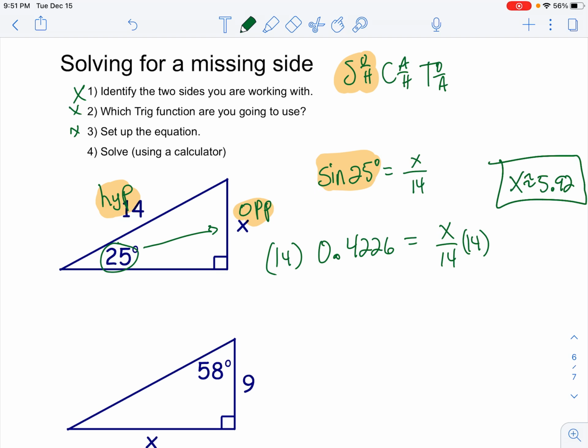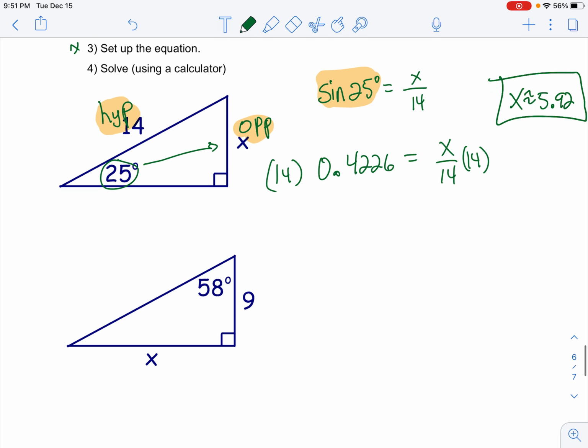And that's it. So that's where the calculator comes in handy, is you have to use the calculator to identify the sine, cosine, or tangent. And then you just solve for x. And we got 5.92. Okay, let's set up the next one.